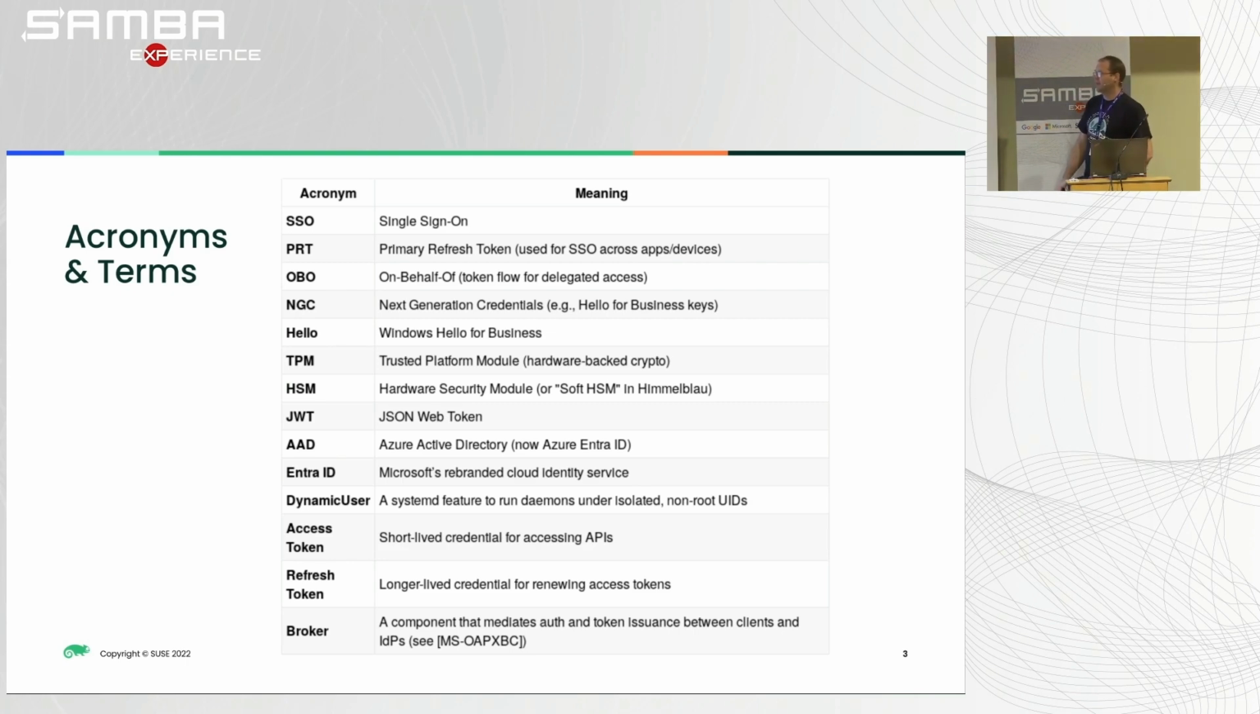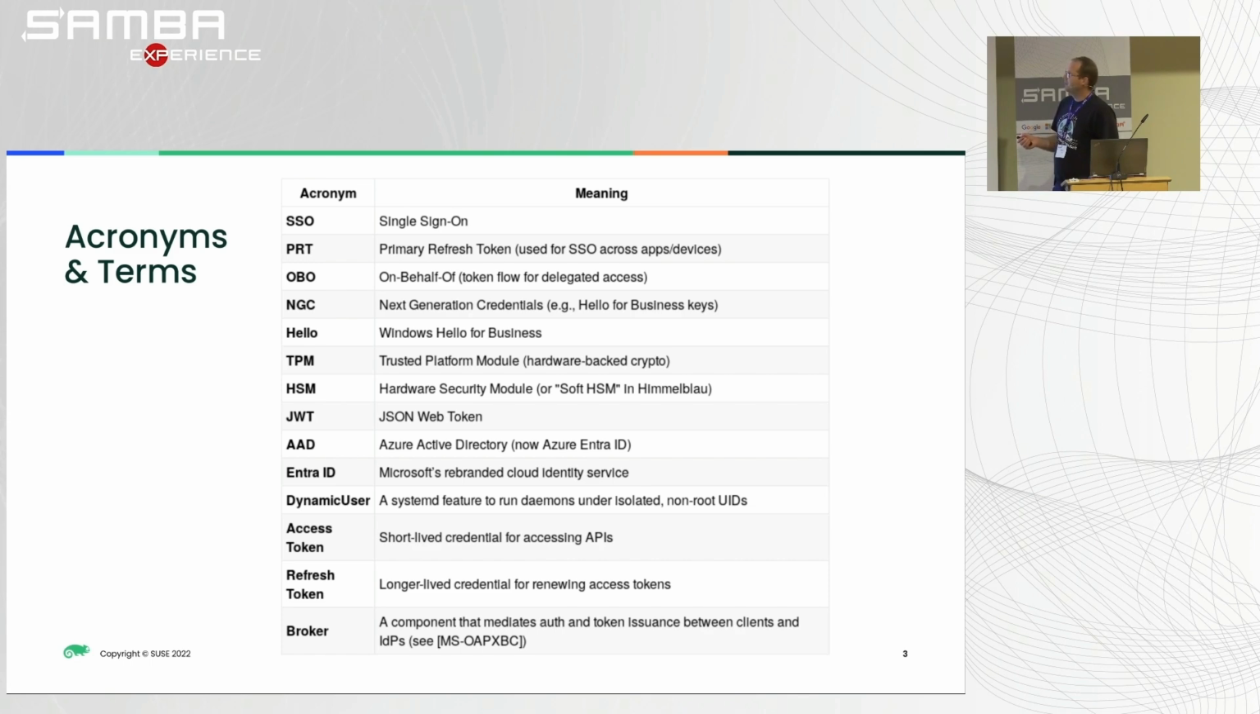So I thought I'd list some of the acronyms and terms that are used because, like I said yesterday, it's kind of an alphabet soup of acronyms, and if you're not familiar with what I'm talking about, you can kind of get lost. A couple of them are obvious. A PRT is a primary refresh token, which is used for SSO. That's the easy way to explain it. You can use it for single sign-on to other applications, to the browser, etc.